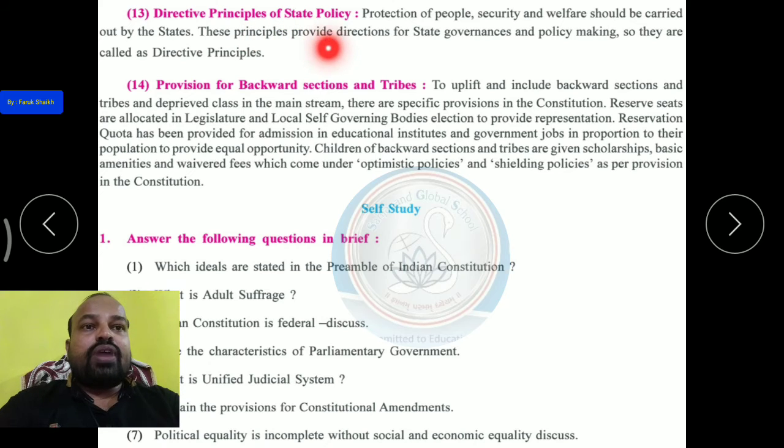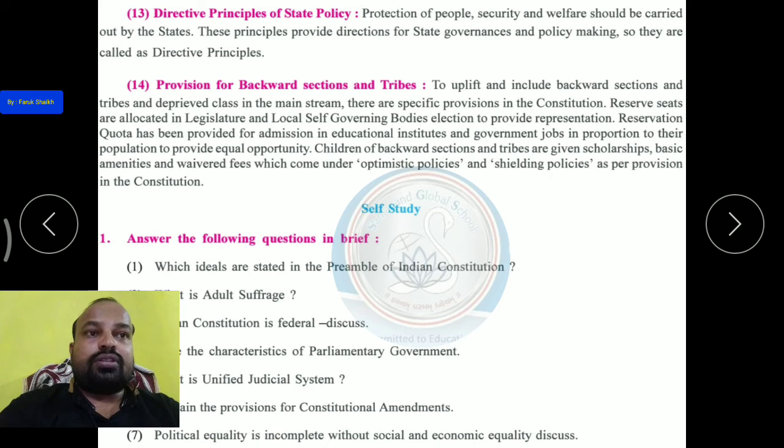These principles provide directions for state governance and policy making, so they are called directive principles. Whenever the government makes any policy or any rules, they have to keep this in mind. It should be for the protection of the people, for the security of the people, and for the welfare of the people, none other than that. So that is why they are called directive principles.